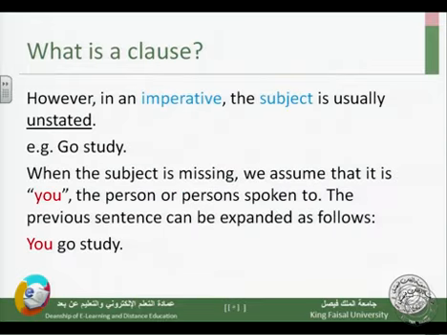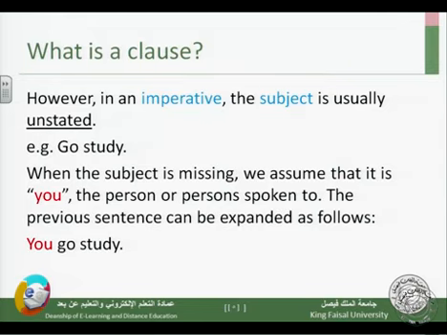However, there is an exception. In an imperative, the subject is usually unstated. So we don't mention it, we don't say it, but it is still there, and we can expand the sentence to make the subject visible. So, for example, go study.